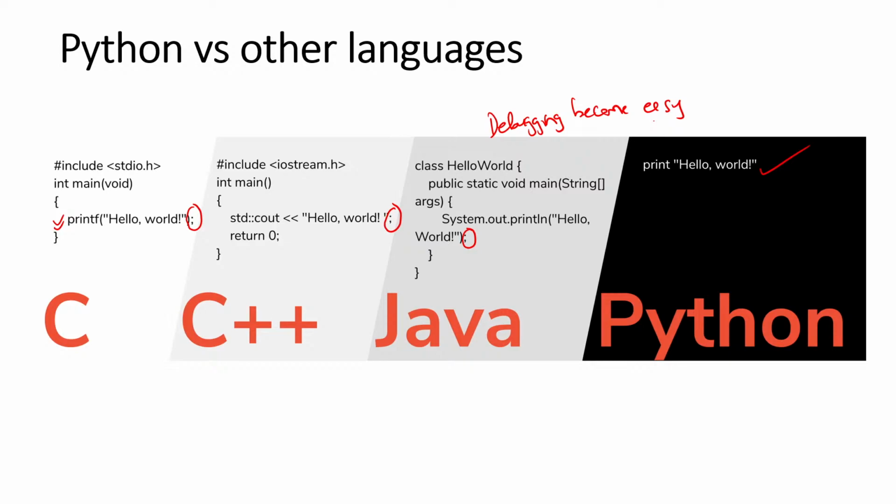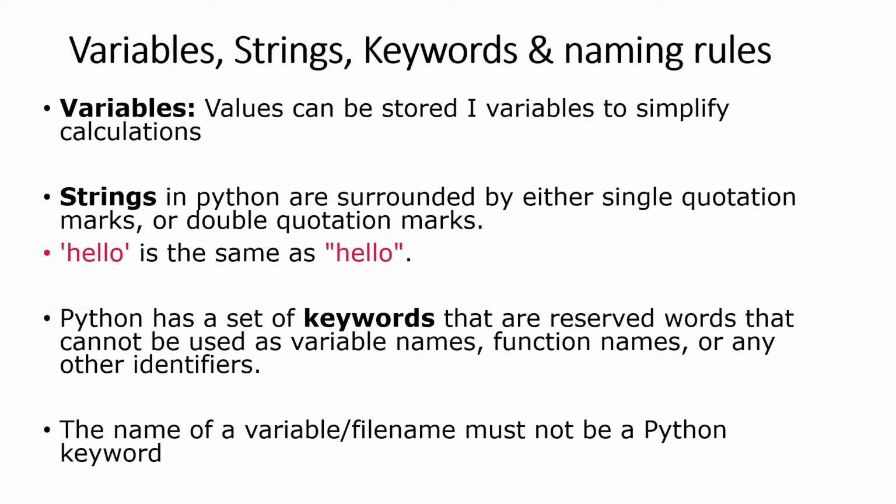Fine? Next, having said that, you need to understand some things which we are going to encounter as we continue programming. The first will be variable. Don't worry, just remember it stores values. Values can be stored. I missed out that variables are used to simplify calculations. You might say, okay sir, what is this variable?